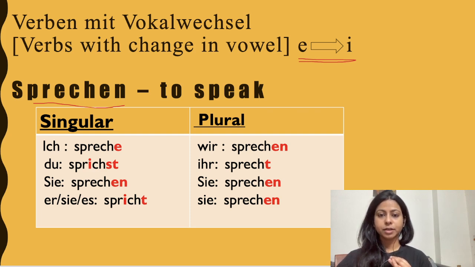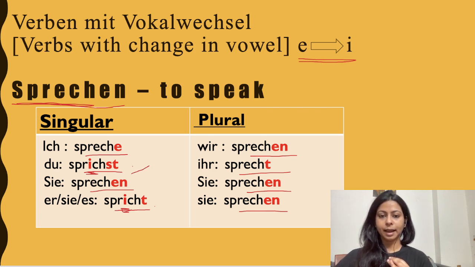Let's see the conjugation. Ich spreche, du sprichst, er/sie/es spricht, wir sprechen, ihr sprecht, sie sprechen und Sie sprechen. Now if you notice, sprechen is the verb, this is the verb stem, and e is changing to i here, and here e is changing to i, and both the pronouns are du and er/sie/es.